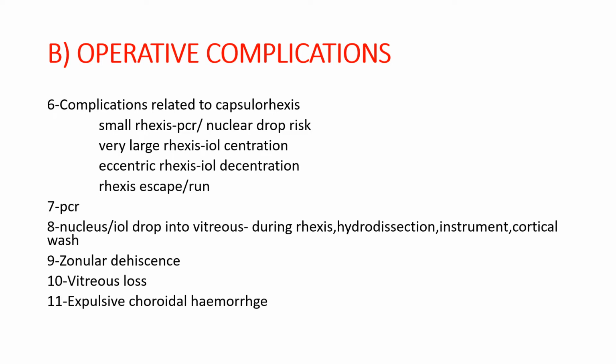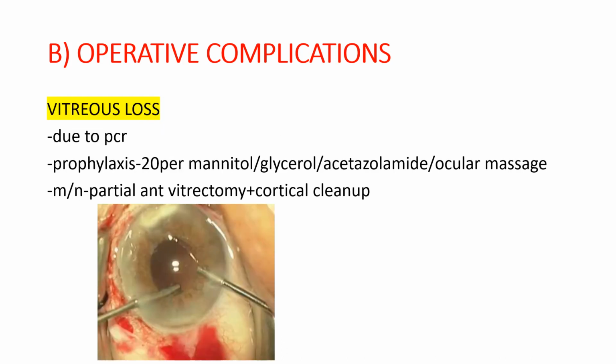10th is the vitreous loss. 11th is the expulsive choroidal hemorrhage. Now coming to the vitreous loss during surgery. Vitreous loss usually happens when there is a PCR, posterior capsular rent. So it should not happen. We need to have minimal hypotony while operating. So we need to have a low intraocular pressure when we are operating.